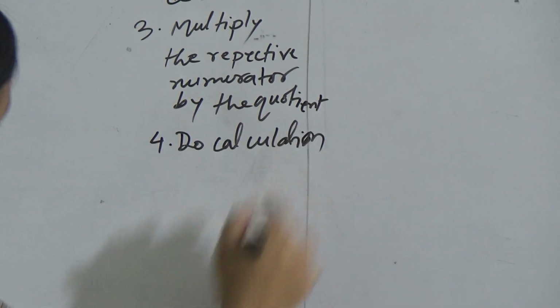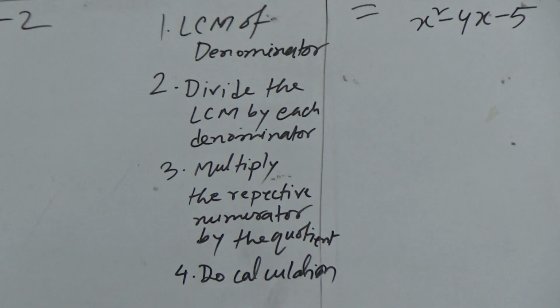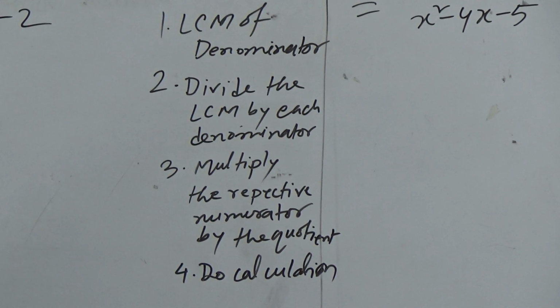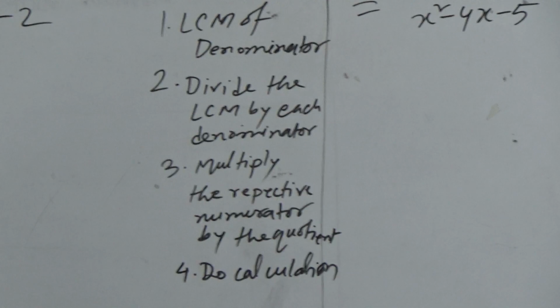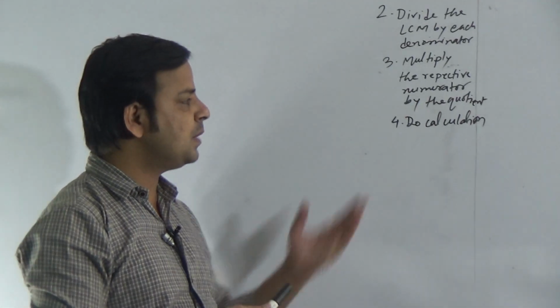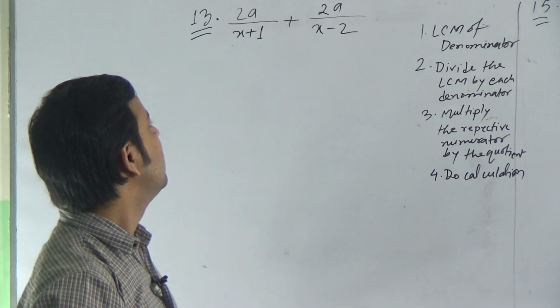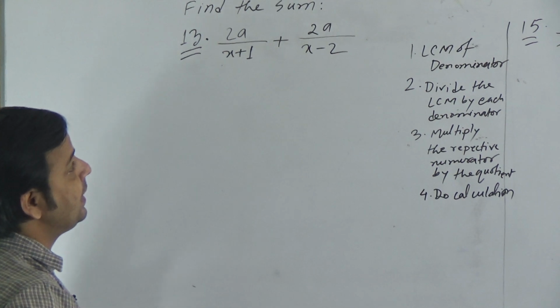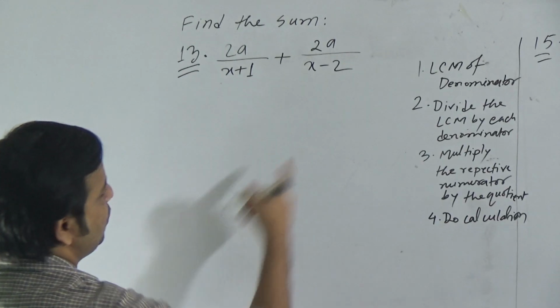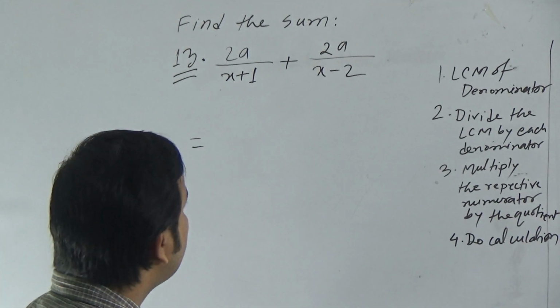It means that then you have to add the numerators with the numerators, and then if you can simplify the numerator, you have to simplify. This means do calculation. These rules you have to apply for doing the sum or finding out the sum. You have to apply this rule. So at first you have to do the LCM of the denominators.